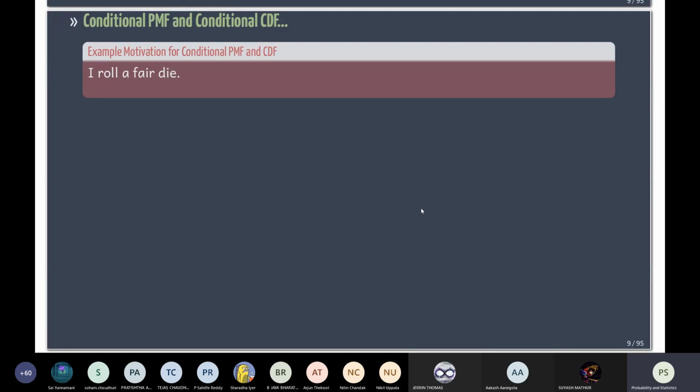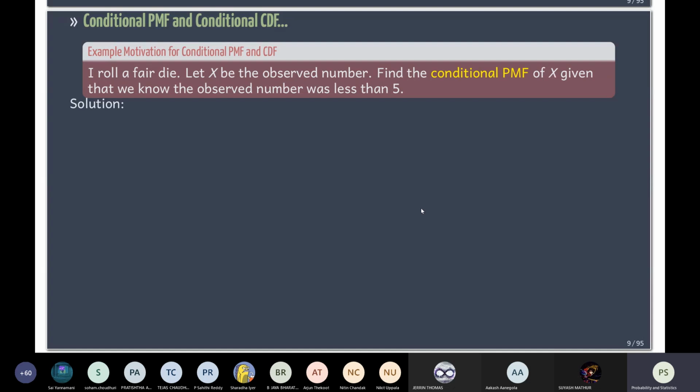Okay, now let us do an example. Here I roll a fair die and let x be the observed number. The outcome could be 1, 2, 3, 4, 5, 6, right? The question is to find the conditional PMF of x. I have not yet defined conditional PMF, but I'm trying to recall the conditional for a single variable that we did previously, and this will give me a motivation to define conditional PMF for the joint cases, for multiple random variable cases, which will be a simple extension of this.